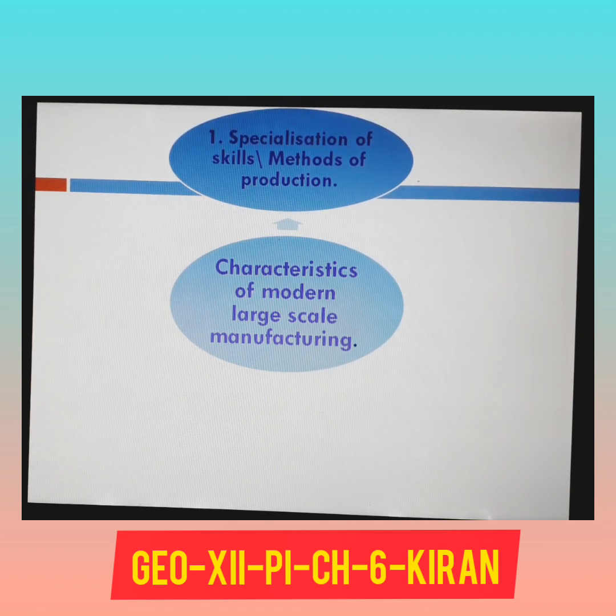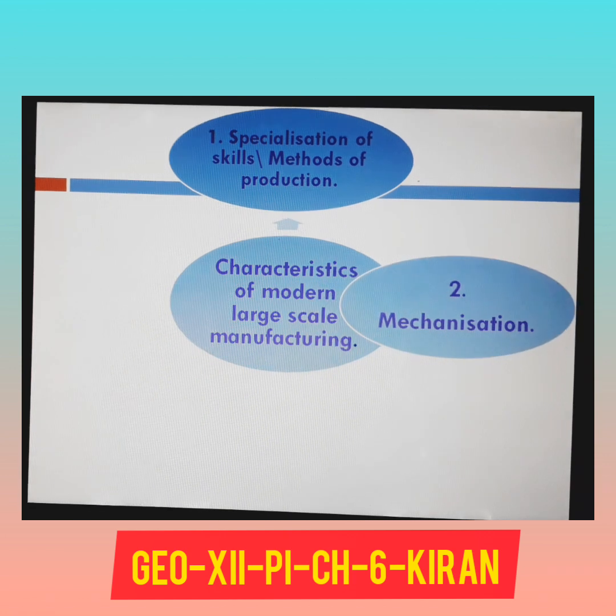The first one is specialization of skills or the methods of production. So here the large scale industries have different units of making different parts. With this, they become efficient in manufacturing of different parts. Laborers are doing only one type of work. So this will help for the specialization or the efficient industrial production.